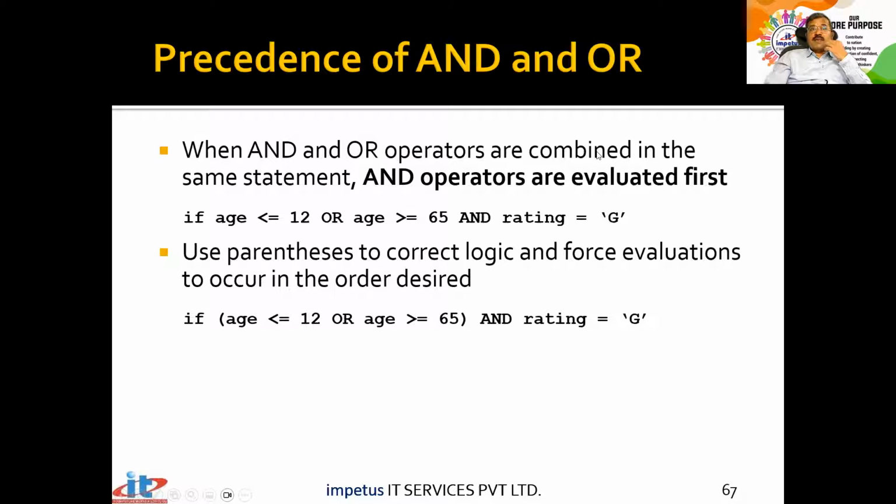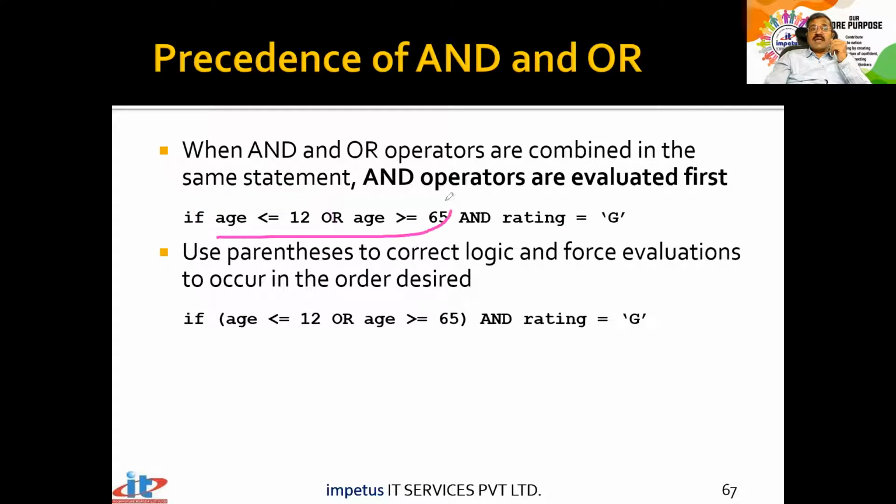The point that I'm trying to make is if you are joining more than one condition using and, the first thing that will be checked is this. And the result of this will now be checked with or. So this will only be true if the age is greater than 65. That means if age is less than 12, the or makes no sense, because if age is less than 12, this will always be false. And then here we're checking or. So we don't want that thing to happen.